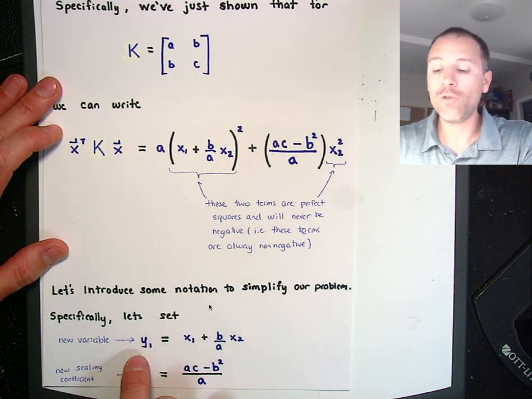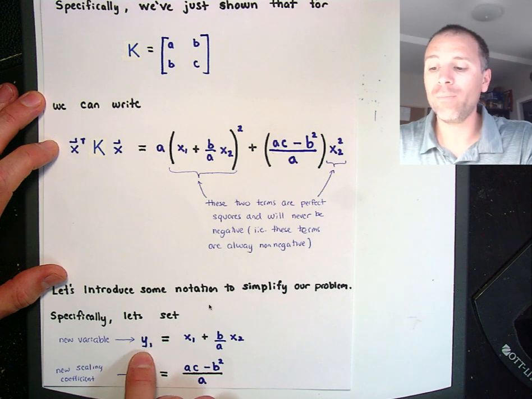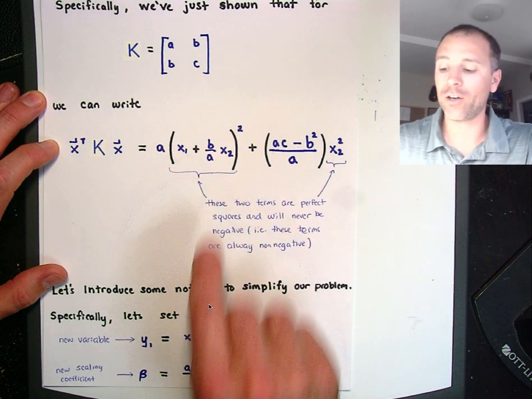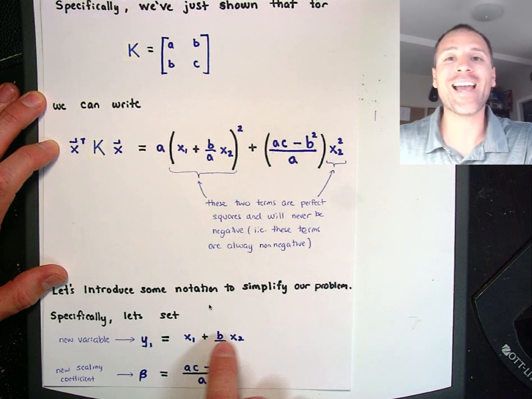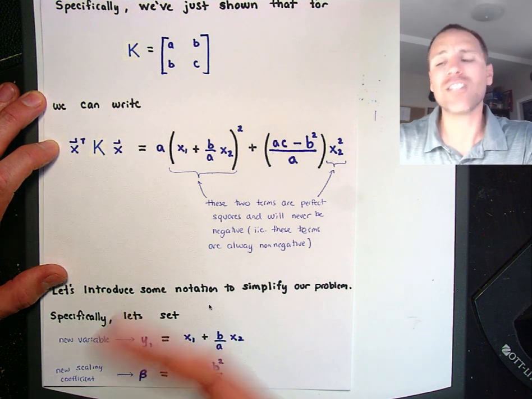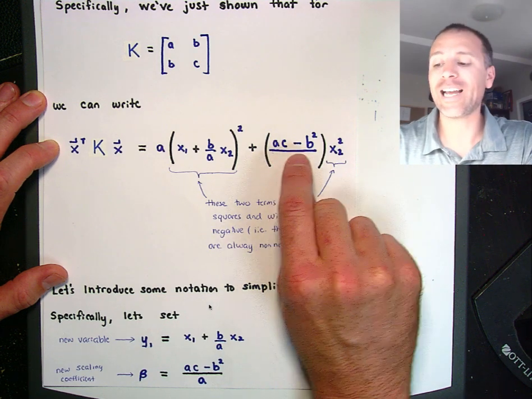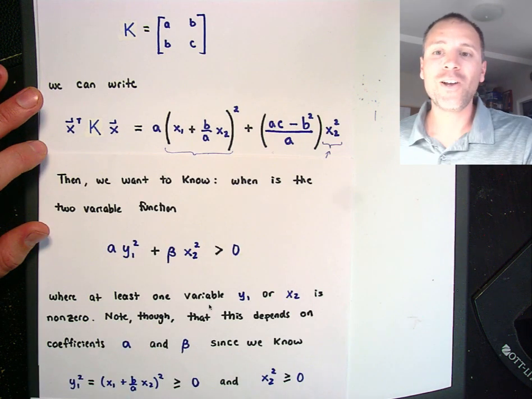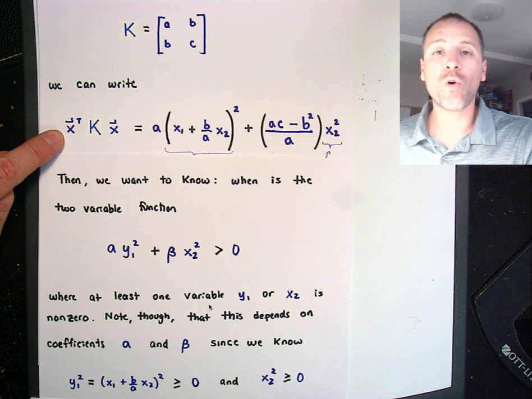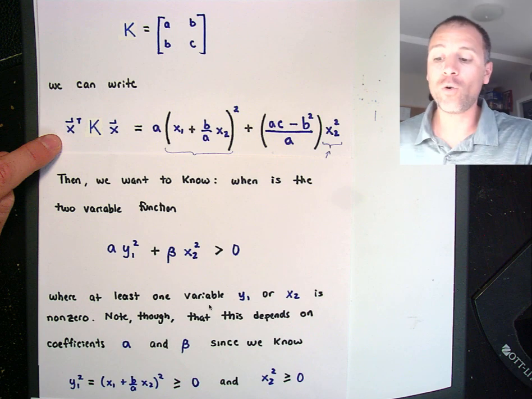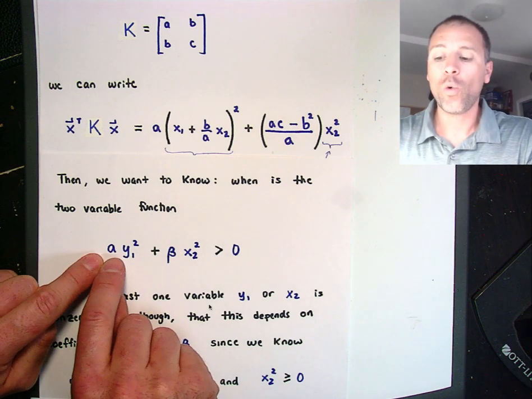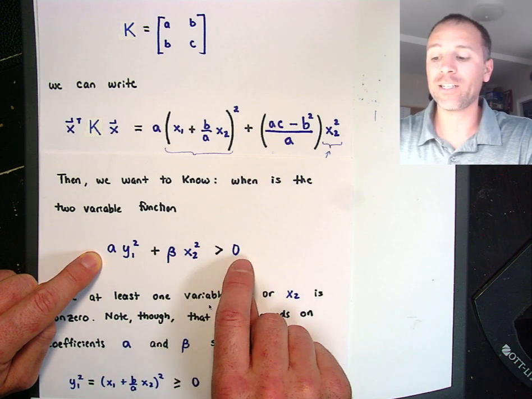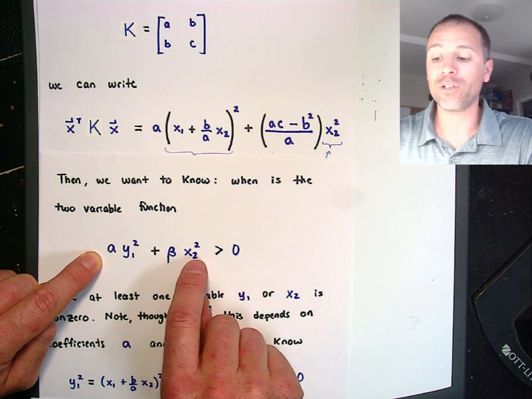Let's define a new variable, just a dummy variable y1, which is going to be the inside of the first term squared. So we'll say y1 is x1 plus b over a x2. And then we'll define just some coefficient beta, a second coefficient, which is given by (ac minus b squared) over a. Notice that we said that the quadratic form was positive if and only if, with this new notation, a y1 squared plus beta x2 squared is positive for non-zero values of x1 and x2.